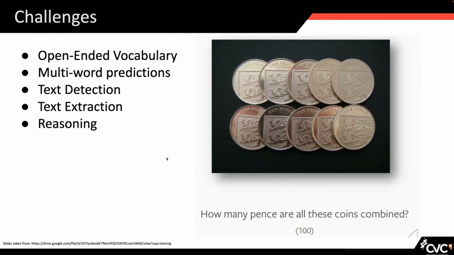And then next one is the reasoning. So if the question is how many pens are in all these coins combined, first and foremost, you have to read the text, right? And you have to say 10 pens. And then you have to count. So basically say that, okay, these look exactly the same, and there are 5 of them. And then since 5 over here, 5 over here, so 10, and you have the 10 pens, so it has to be 100. So there are a lot of different reasoning capacities combined together to answer a single question.